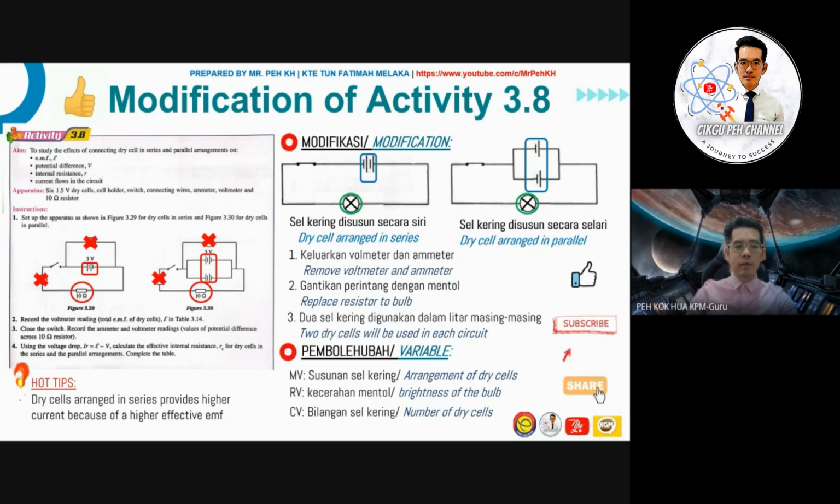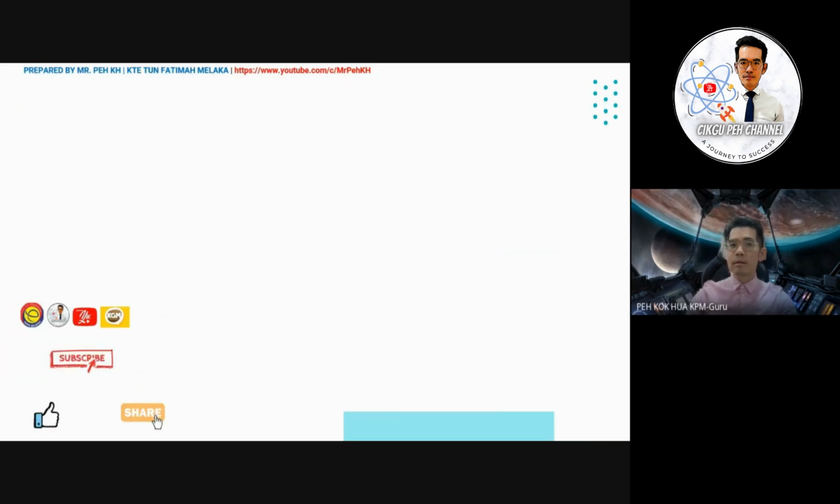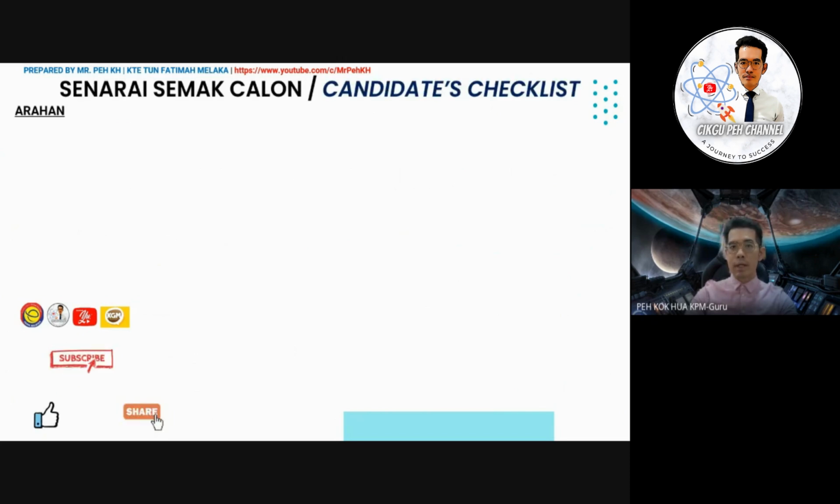So here, this is the theory we just discussed. The dry cells arranged in series will provide higher current because of the higher effective E.M.F. So the higher current will be observable through the brightness of the bulb. Now let's go through the question together.